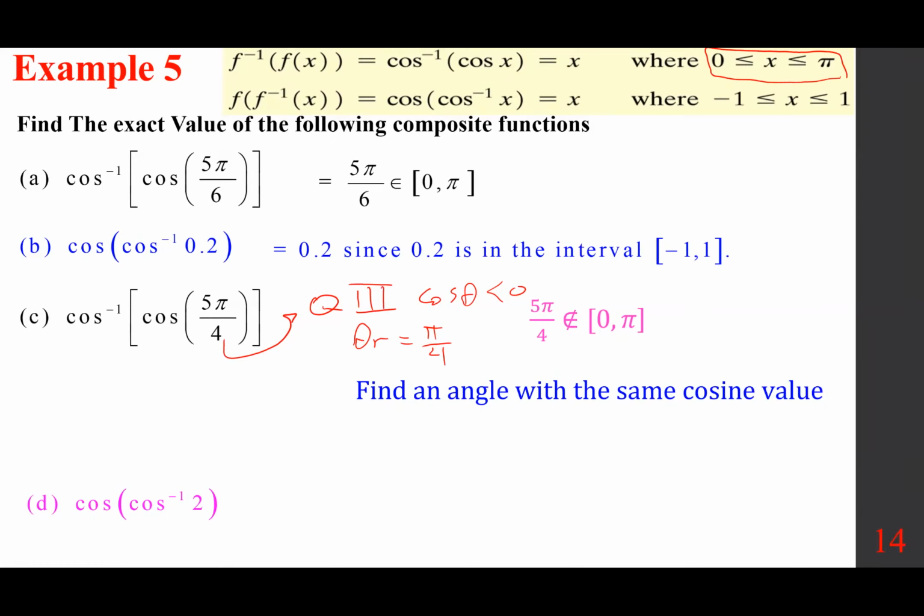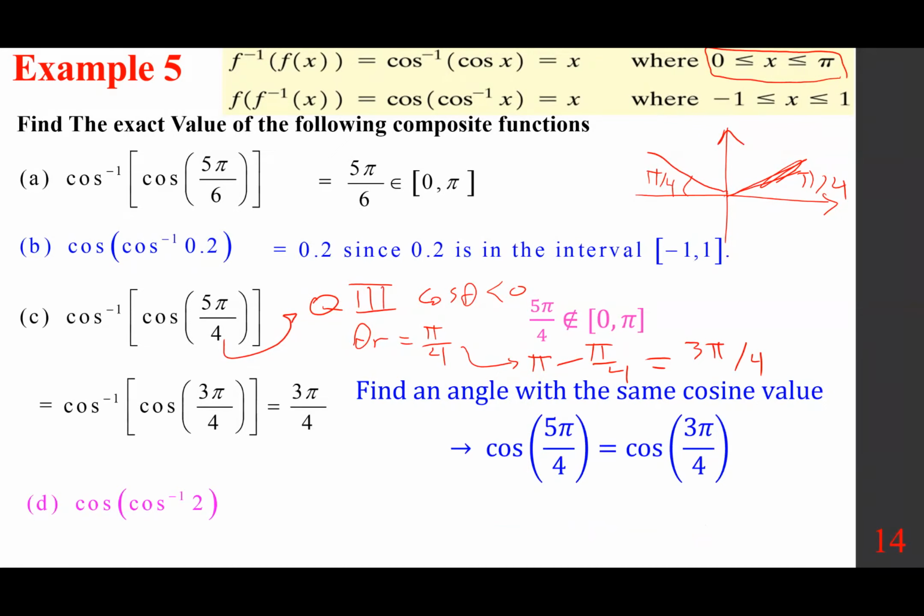which puts us in the second quadrant. So how do we find that pi, if you want, looking like that? This is pi over 4. And in this case, pi over 4 makes it negative. So pi minus pi over 4 makes it 3 pi over 4. Cosine of 5 pi over 4 equals cosine of 3 pi over 4. Therefore, the answer is 3 pi over 4.